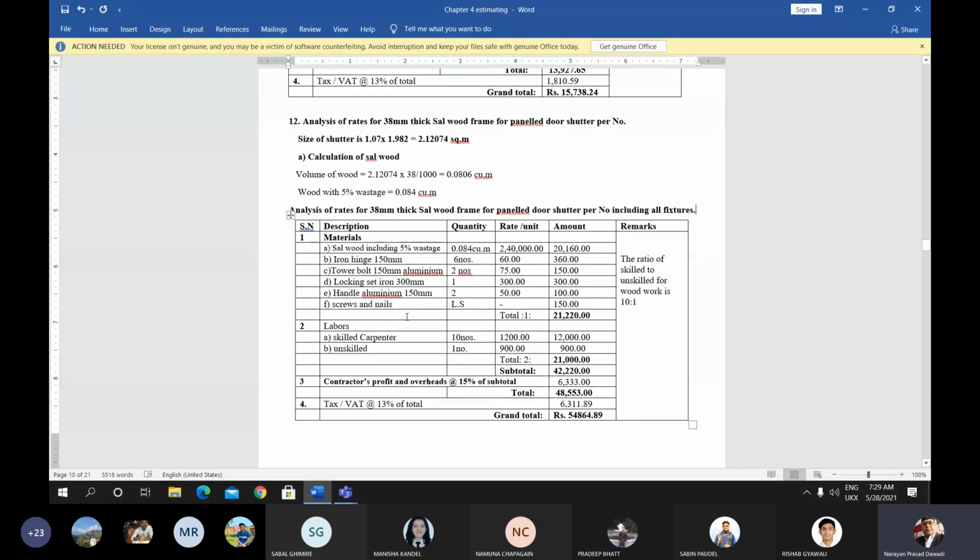Now screws, nails and other things are required there for the hinge, tower bolt, locking set, handle. Many screws are required, so how many screws are required we should not consider; we take it in lump sum.